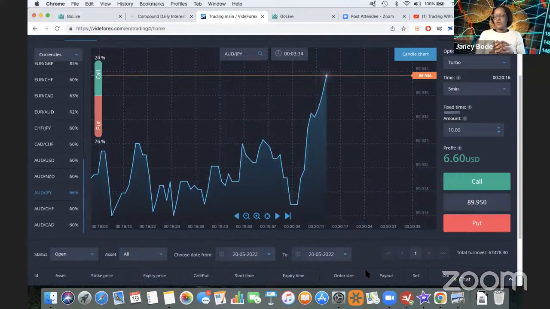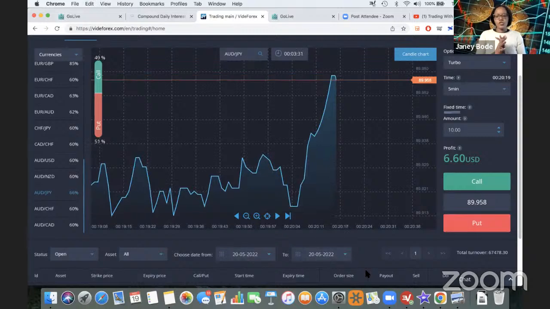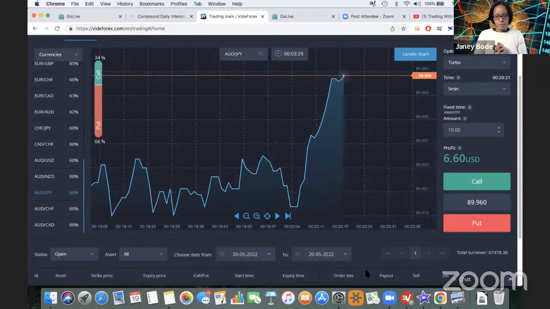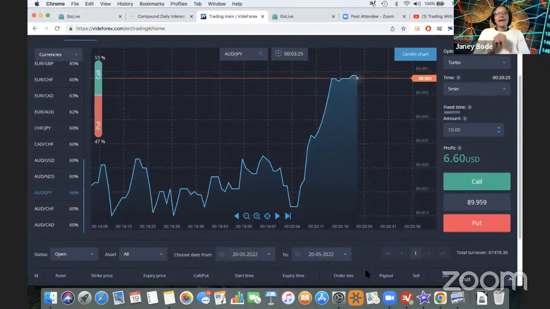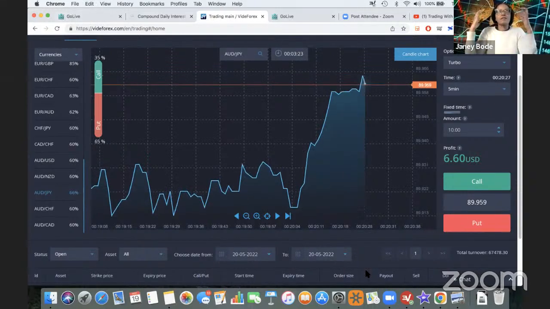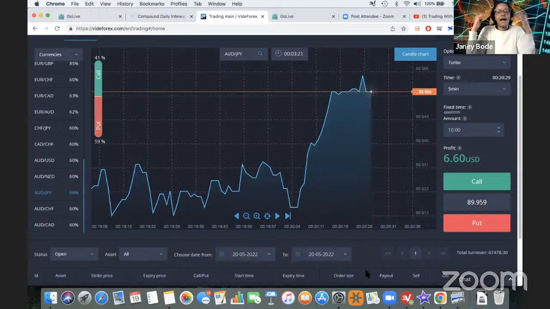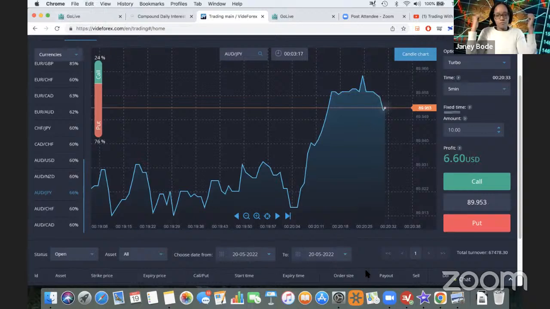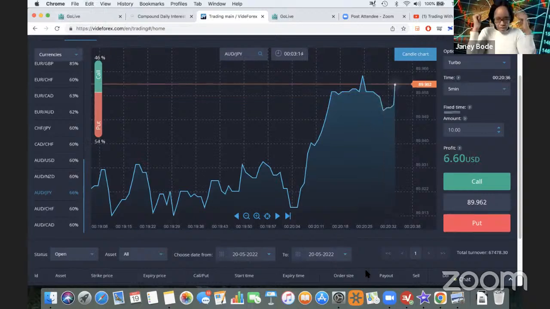So if you're a shopkeeper and you're trying to sell something to make a profit, right? You're trying to sell something. Remember, sell, put. The higher the price of the item, the more likely you're going to make more profit. Okay? It's the same thing when it comes to trading.